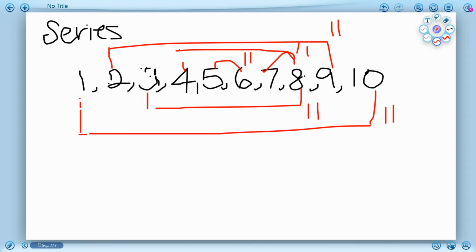Now let's look at it. How many 11s do you have? 1, 2, 3, 4, 5. You have 5 11s, so we end up getting 5 times 11. We all know that's 55, but let's dissect this.